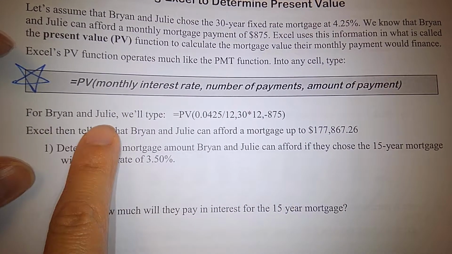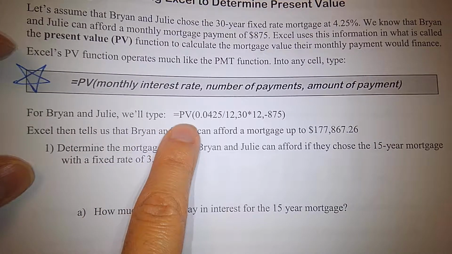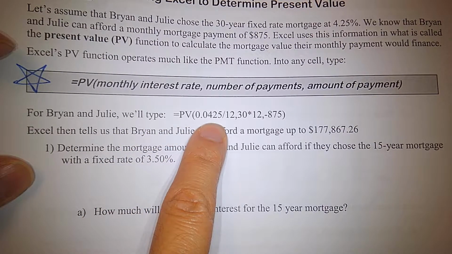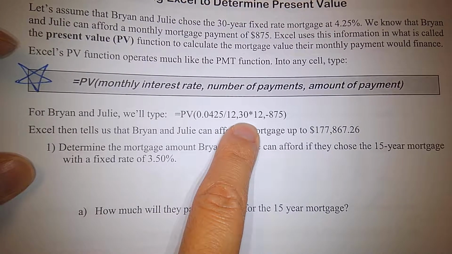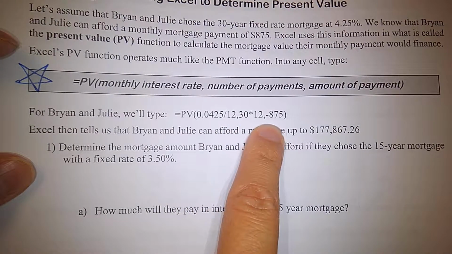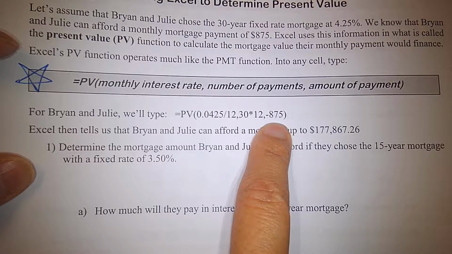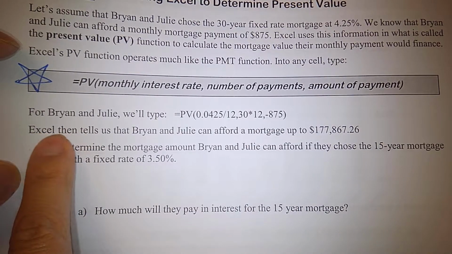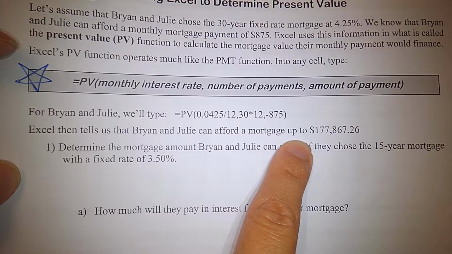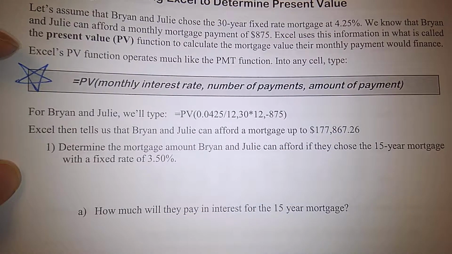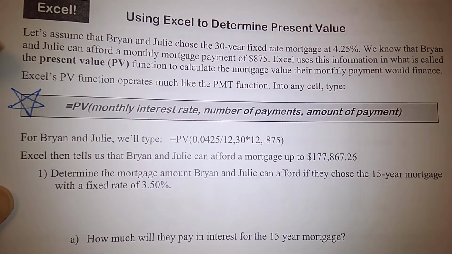For Brian and Julie, we'll type equals PV, 0.0425 divided by 12, and then 30 times 12, subtract 875. Excel then tells us that Brian and Julie can afford a mortgage up to $177,867.26. Okay, very good, thanks.